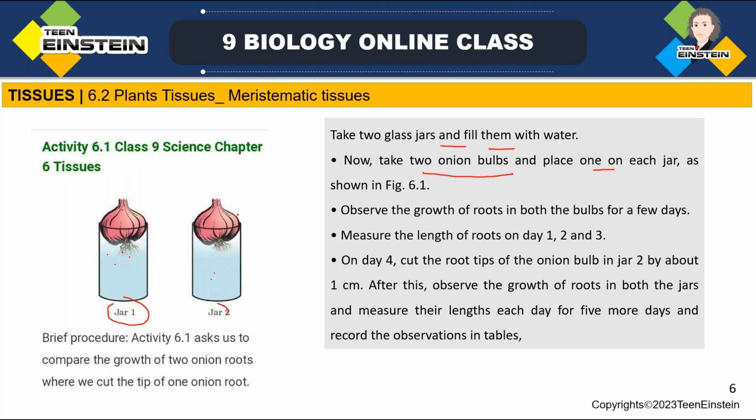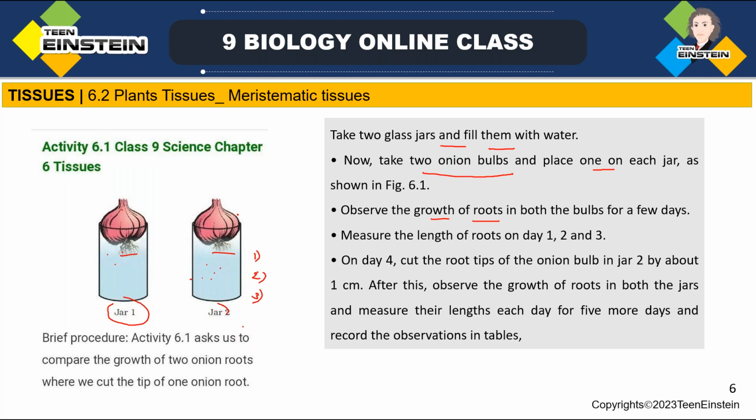Like in these two figures, you can see how it is placed. And water should be there. You can keep the onion bulb, and here you can observe the roots growing. You can observe that slightly the roots will start growing. Then you can measure when the growth starts. After the first day, you can see the growth of the onion root tip. So on the first day you can measure the length, second day you can measure the length, third day you can measure the length, and you can make a chart.